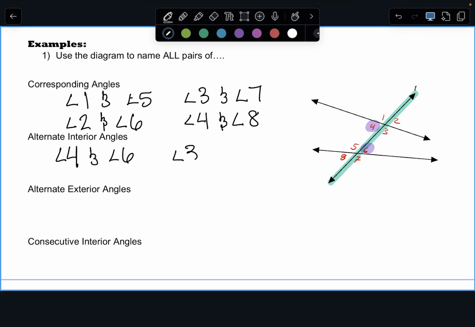My other interior angle is angle 3. I need another interior angle on the opposite side as angle 3. What angle do we think that is? 5. Yeah, 5. Not 8 because 8's on the outside, so it has to be 5 because it's on the inside. So angle 5. Alternate interior.